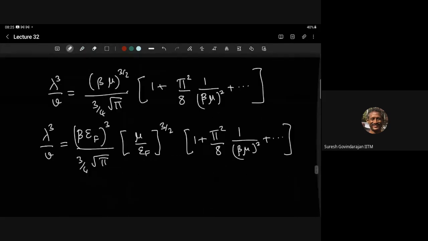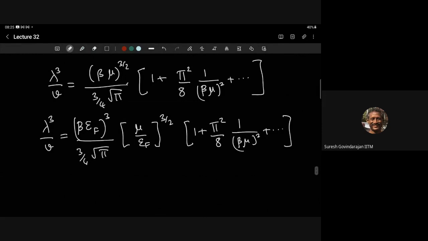Okay, so that actually is an essential simplification. It says that in this term, I can replace mu with epsilon F. And the error will be absorbed in this ellipsis, the set of terms we are dropping. Okay, so this is the O magic working. So I can write this as x square, and this, of course, I have to work to order x square. And this will become 1 plus pi square upon 8 x square power 3 by 2.